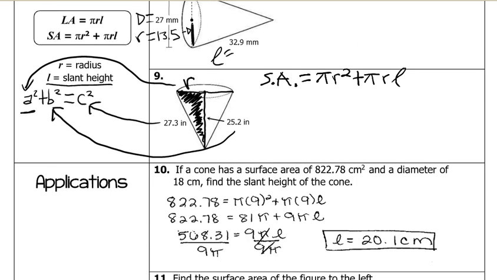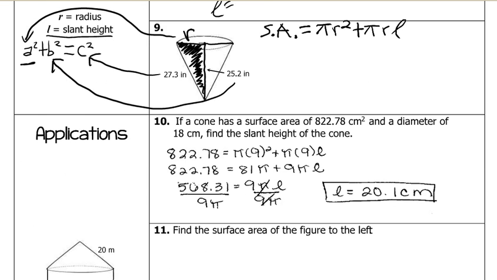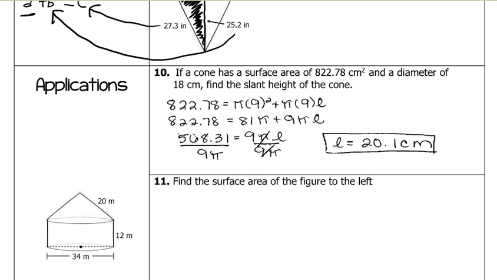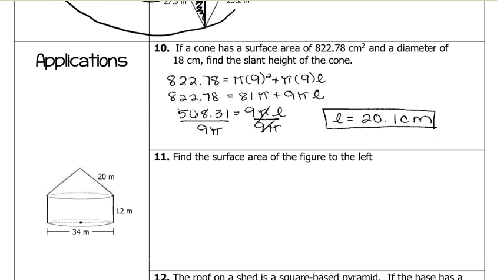Now, number 11. Find the surface area of the figure to the left. The surface area. So, what this is saying is I want the outside of the roof. I want this. But I don't want the inside right here because it's hollow, right? We want the outside only. And I want to get this side. Only the outside. And I want to get the bottom of it too. So I want to get the bottom. So that is all the outside.